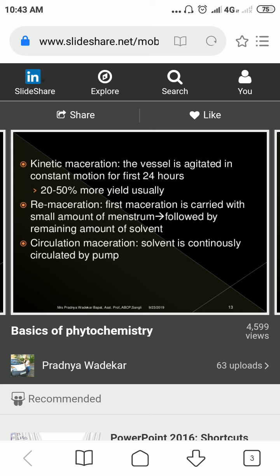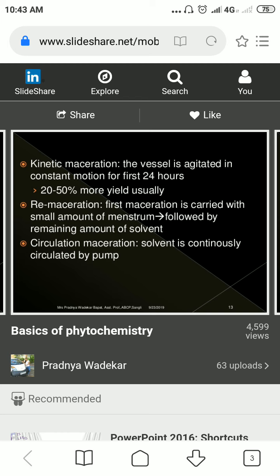Then remaceration is also one of the modifications. The first maceration is carried out with a small amount of menstruum, followed by the remaining amount of solvent. So repetitively the same solvent is recycled and we can get more extract with a small amount of solvent. Circulation maceration is also one of the modifications. Solvent is continuously circulated by a pump. So this is also one of the techniques.